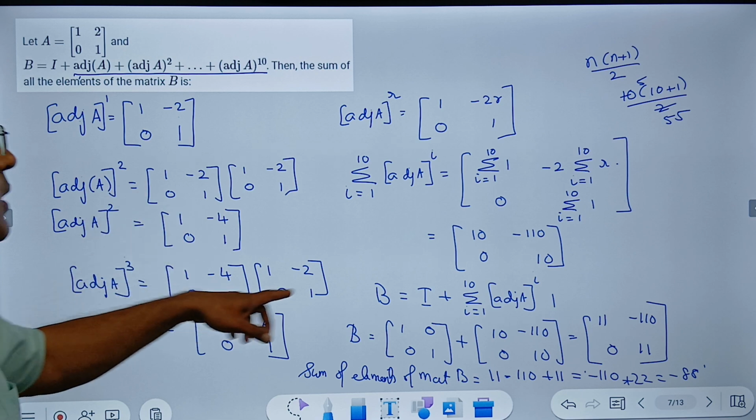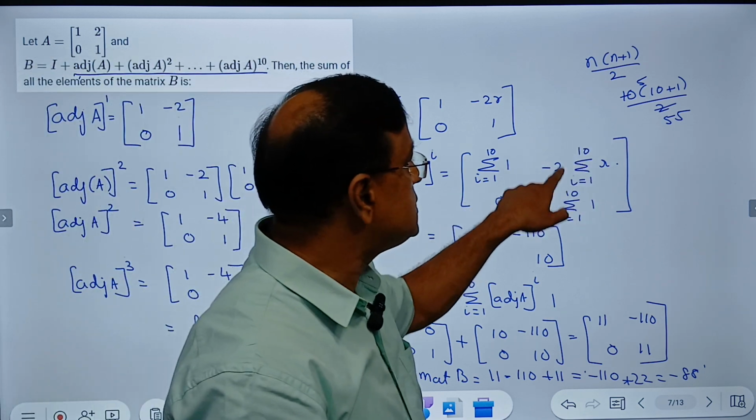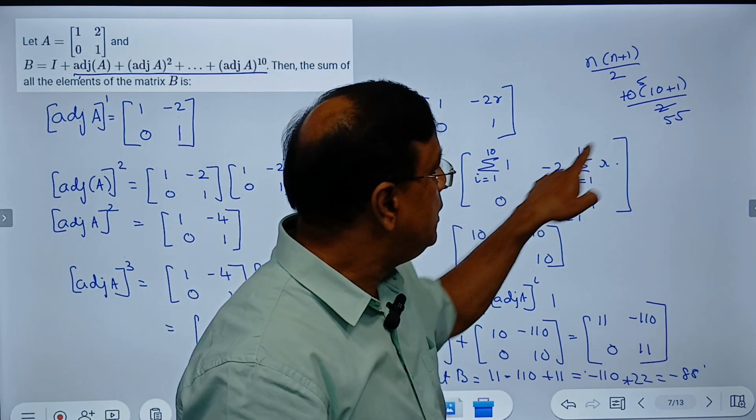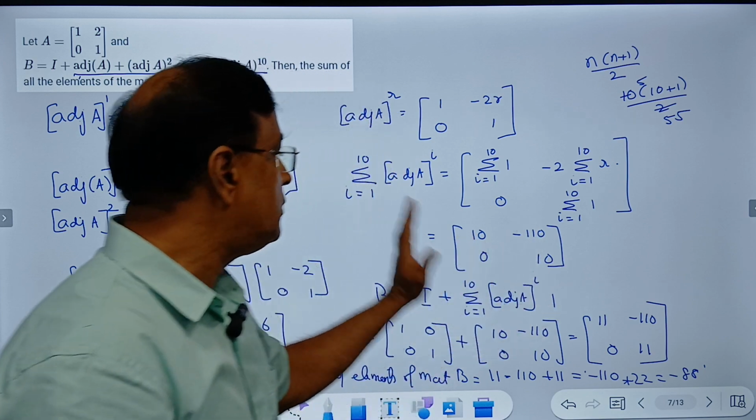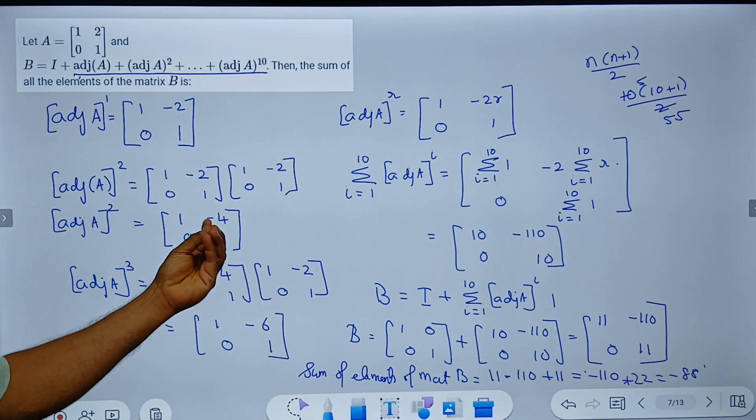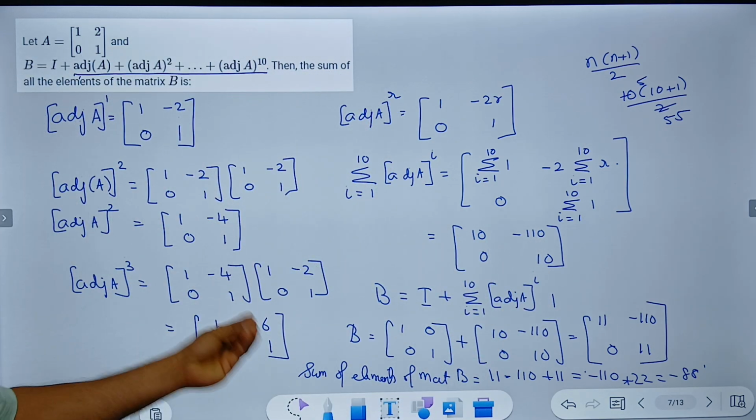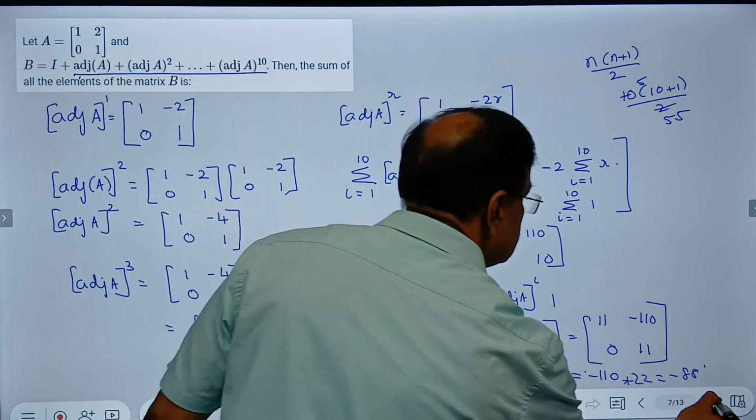Okay. So I just made a mistake here. I just took this as 55. It is actually 55, but into minus 2 I forgot to write. So I think that's clear. It's very simple, but a very nice problem. Okay. I hope you understand this.